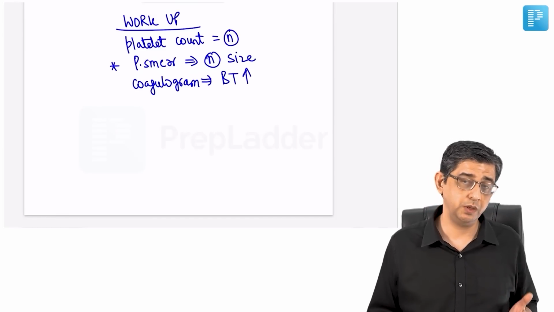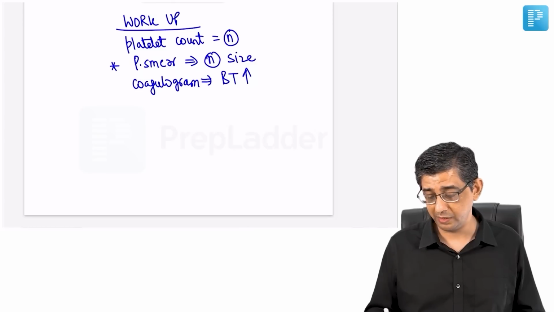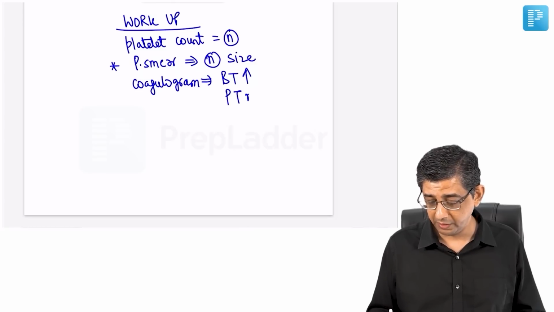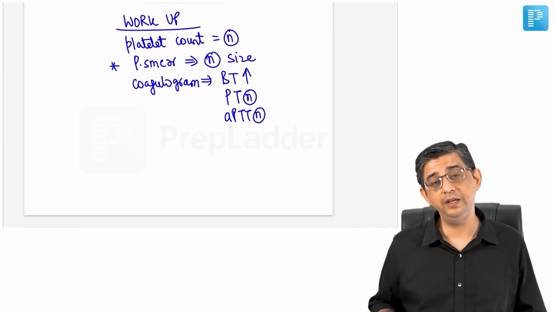Traditionally, when platelet count becomes lesser, that is when bleeding time will rise. But in this case, bleeding time is elevated and the remaining parameters are normal. So you definitely need to go.